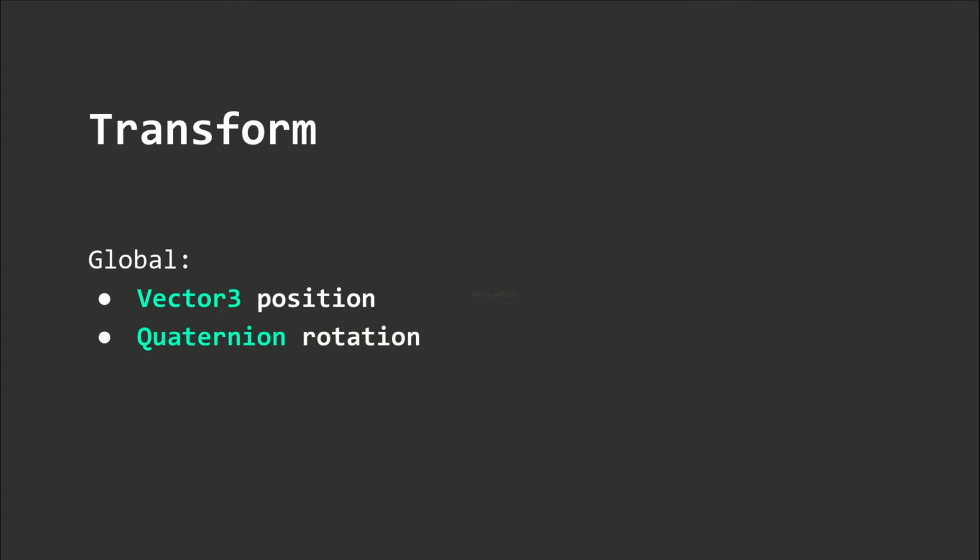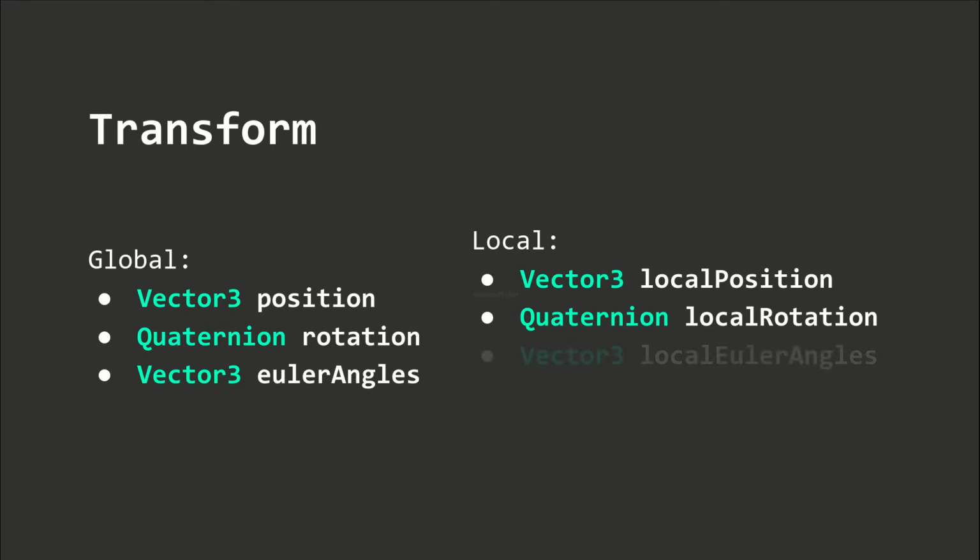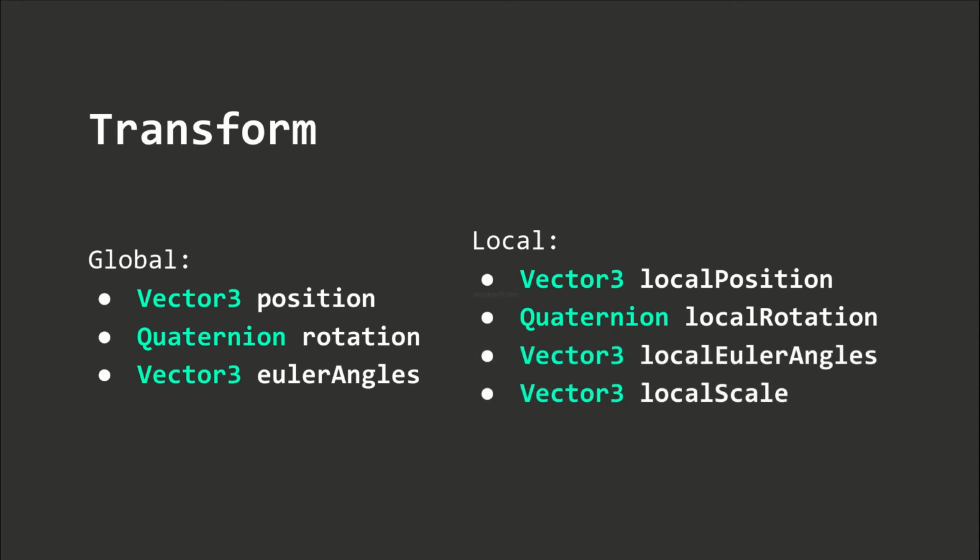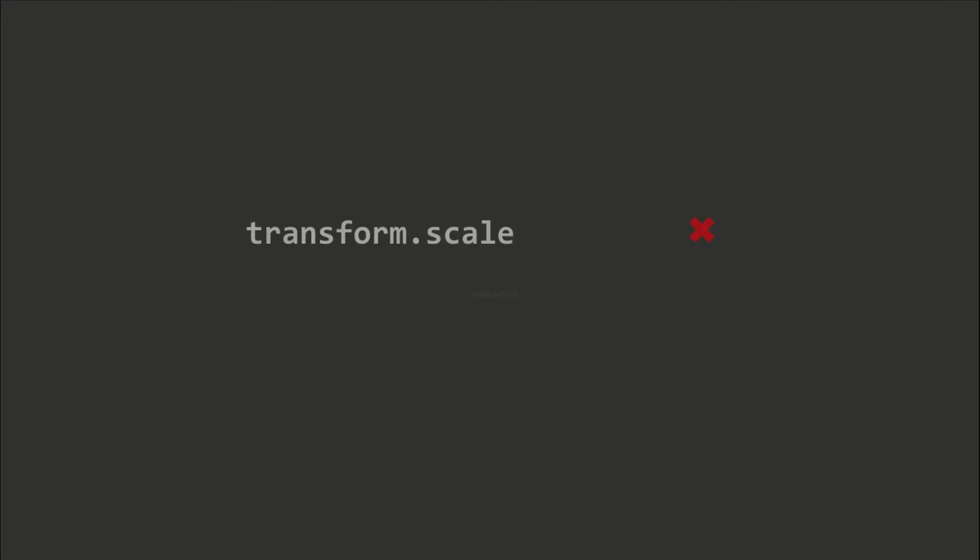The transform property comes with the position and rotation properties. These properties are in global space. In fact, there are also local position, local rotation, and local scale as well. Let's call them local vectors. These local vectors are relative to the direct parent transform. Notice, the scale property does not exist in the transform class. We should always use the local scale when we need to deal with the scale property.